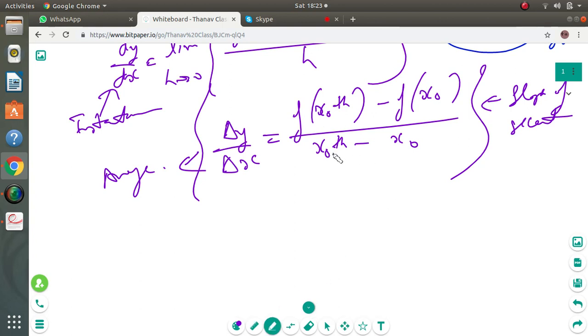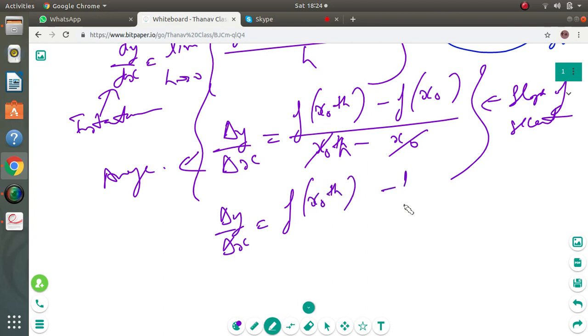Okay. So the limit of f of x plus h minus f of x divided by h, that is the tangent gradient. Yeah, tangent gradient we have. So here delta y by delta x is given as f of x naught plus h minus f of x naught, whole divided by h here we have.